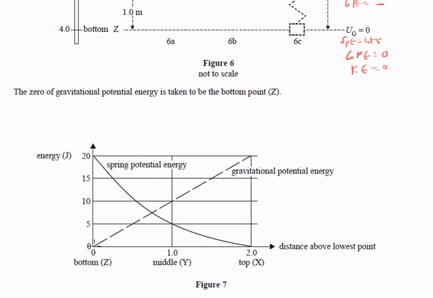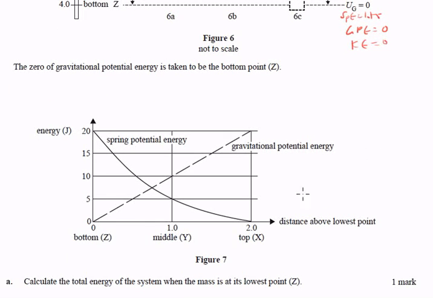Alright, so this is the graph of the same thing. At the bottom there's no gravitational potential energy, that's what we said, and at the top there's maximum gravitational potential energy. At the bottom the spring's stretched the most because it's got the most stretchy energy. At the top it's not stretched at all, so there's a 0 there. They haven't shown you kinetic energy on this.